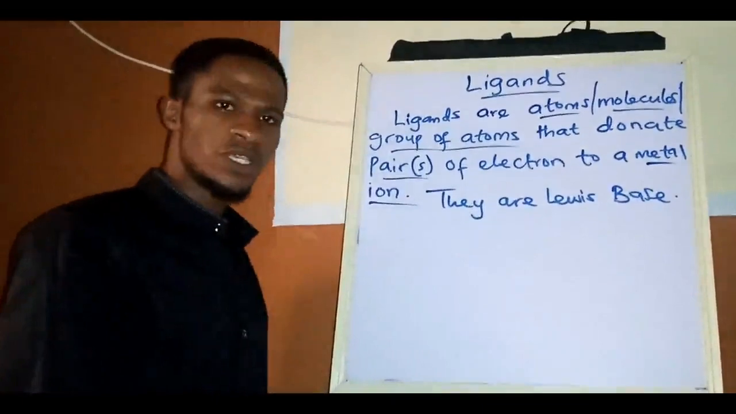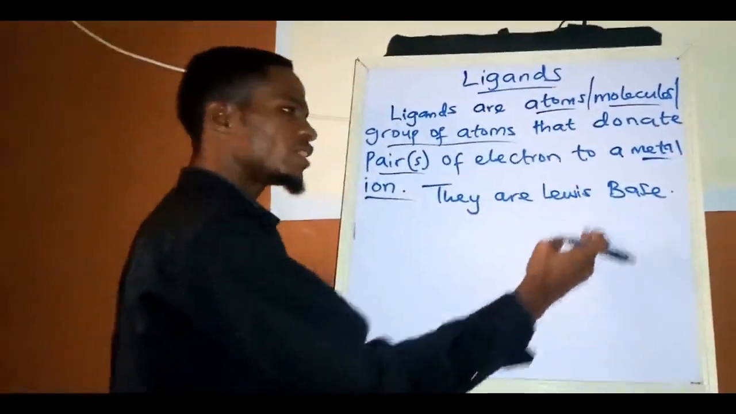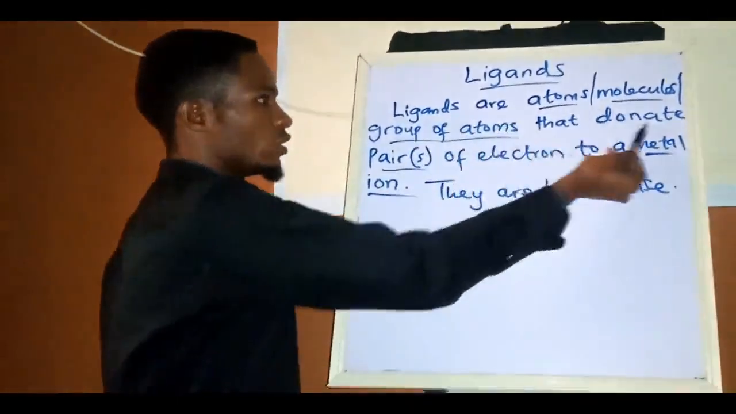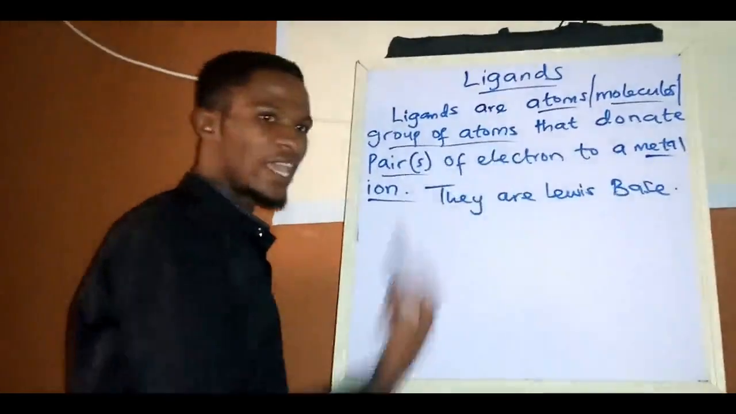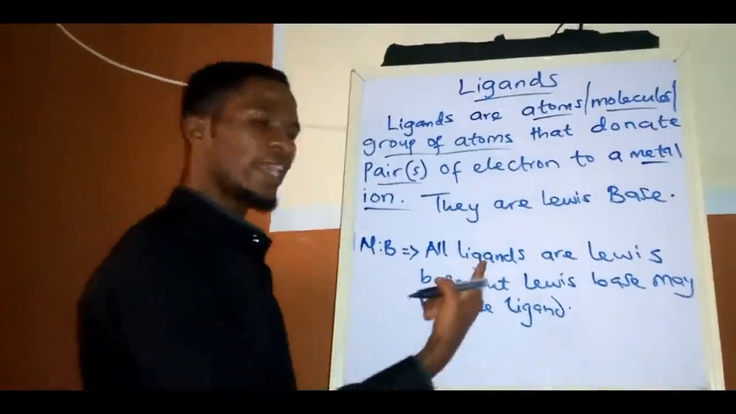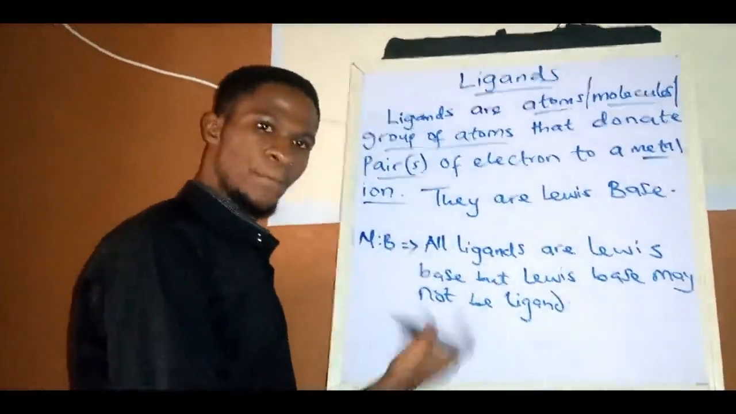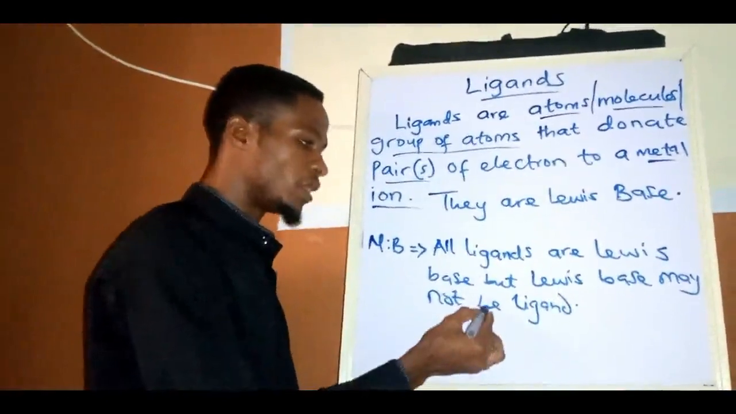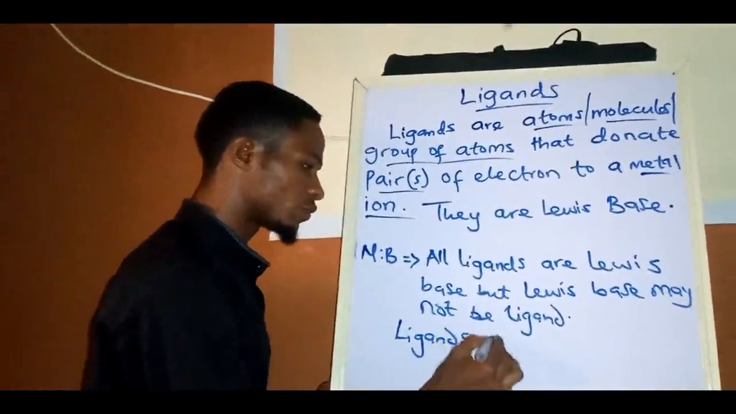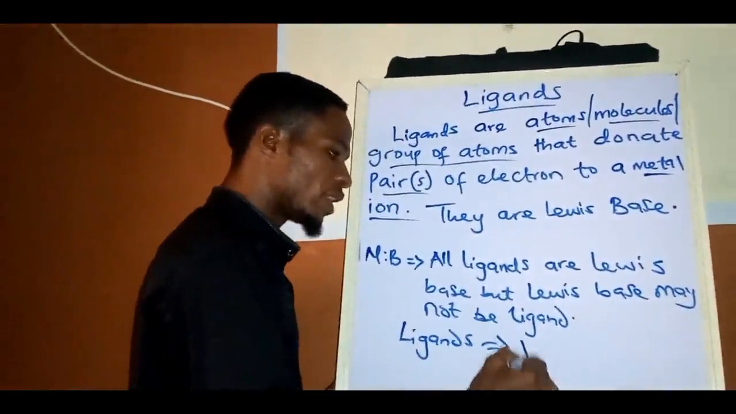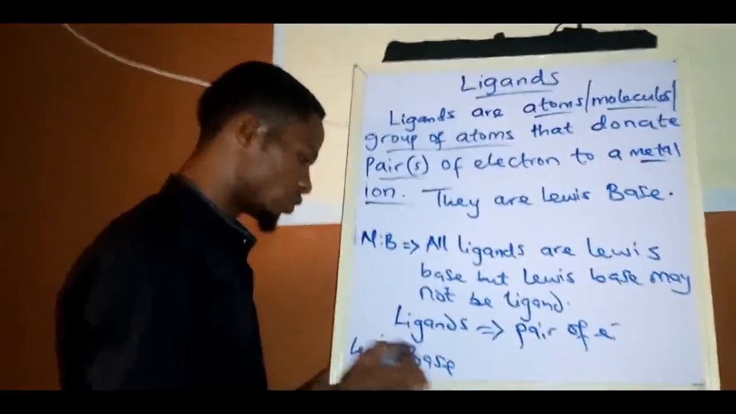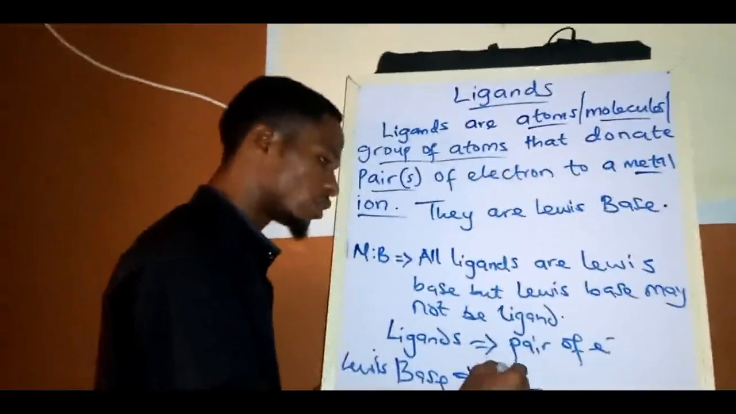How are ligands Lewis bases? This is because Lewis bases are also electron donors, and ligands are what? They donate pair or pairs of electrons. But you need to take note of this: all ligands are Lewis bases, but a Lewis base may not be a ligand. How? This is because ligands donate pairs of electrons, while a Lewis base only donates electrons.